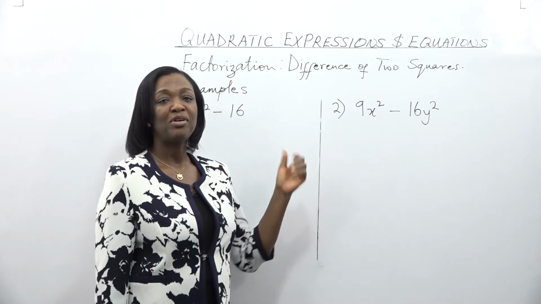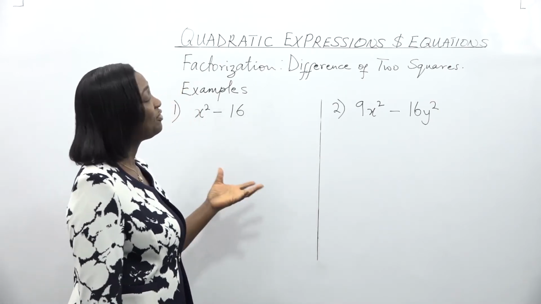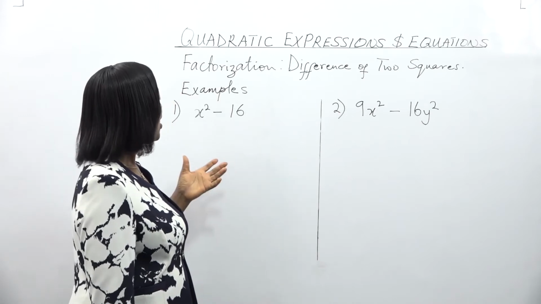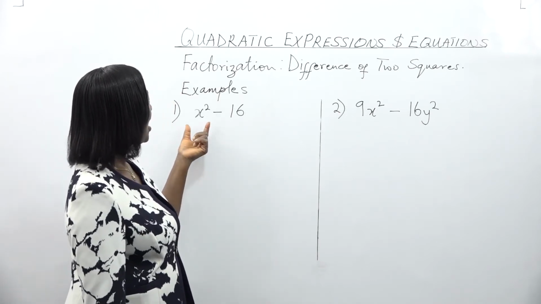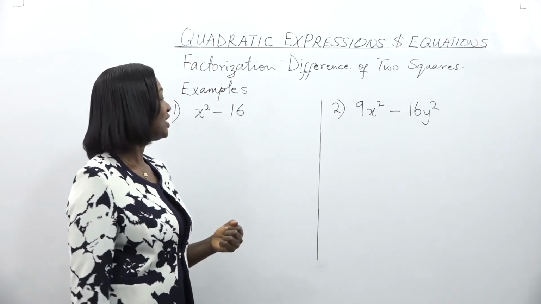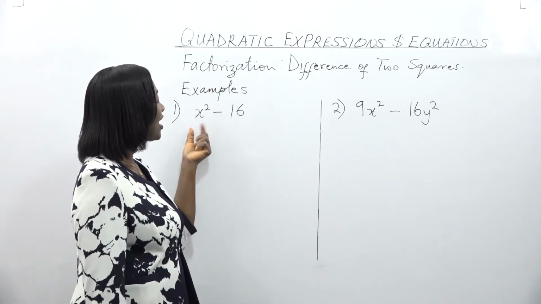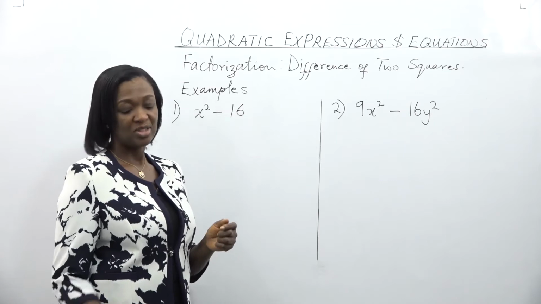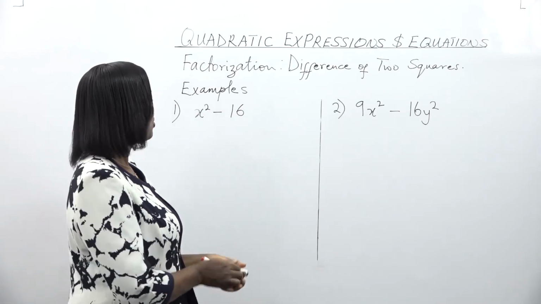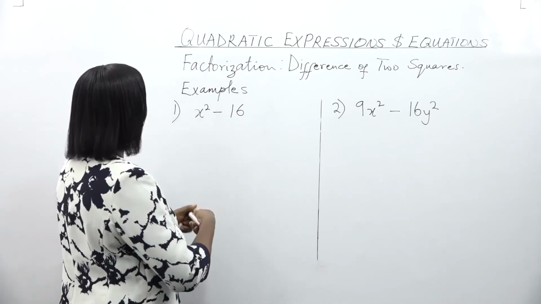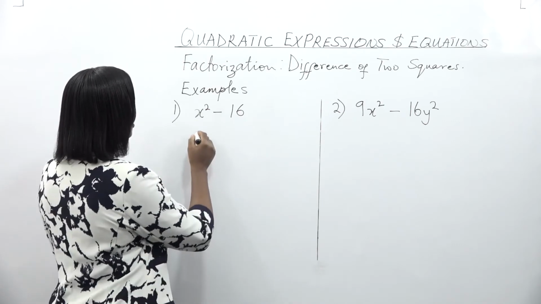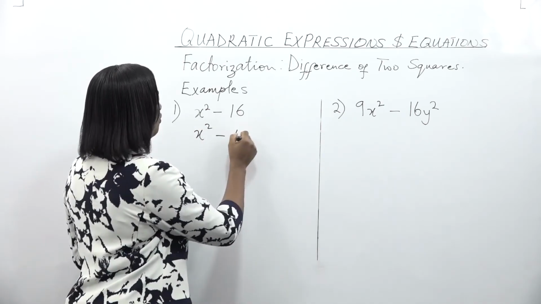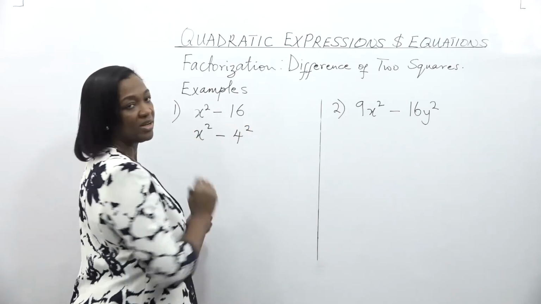In this example, we are factorizing using difference of two squares. Example 1, x squared minus 16. X squared is a squared number, and 16 is also a squared number. Let's see how we do this. It becomes x squared minus 4 squared.